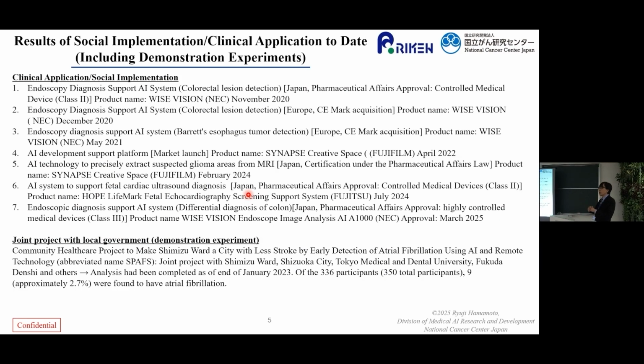Through our research between RIKEN and the National Cancer Center Japan, we already have several social implementations and clinical applications, including the endoscopy diagnosis system, the AI development support platform to precisely extract suspected glioma areas from MRI, and also the ultrasound AI system.